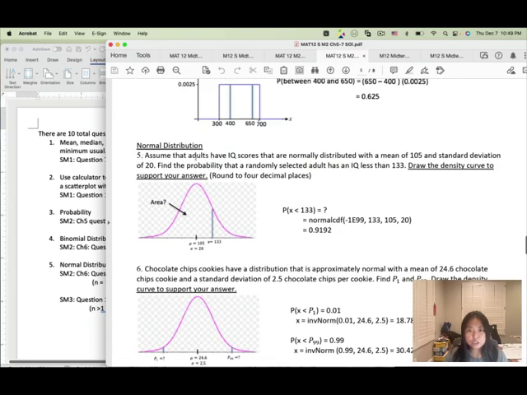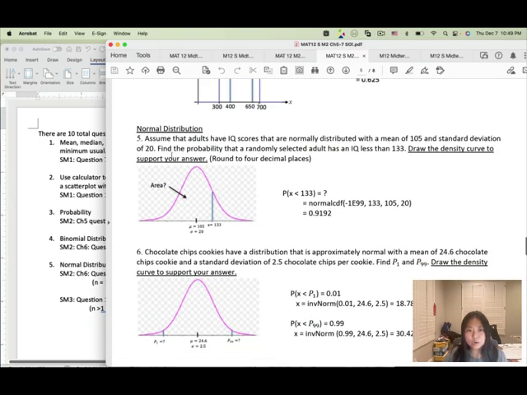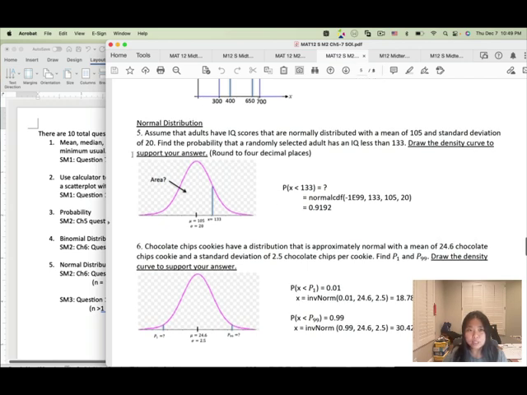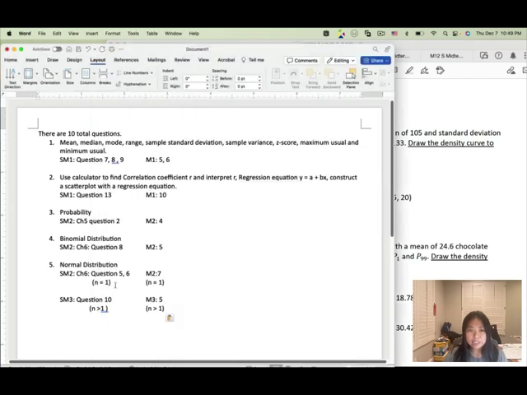Okay, these two, normal distribution. You can see they're looking for the probability that a randomly selected adult. This is talking about a sample size n equal to 1. Okay, n equal to 1. Same idea with number 5 and number 6. Okay, n equal to 1.